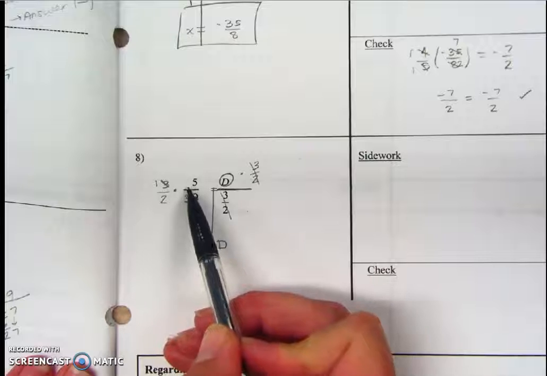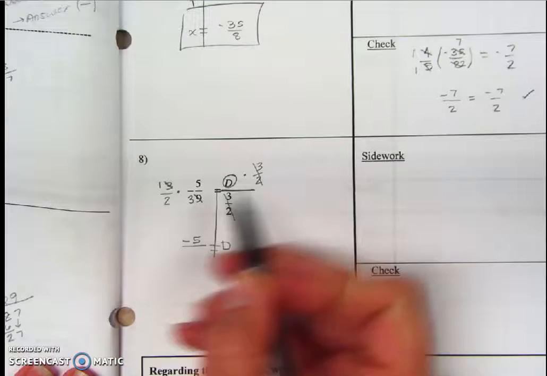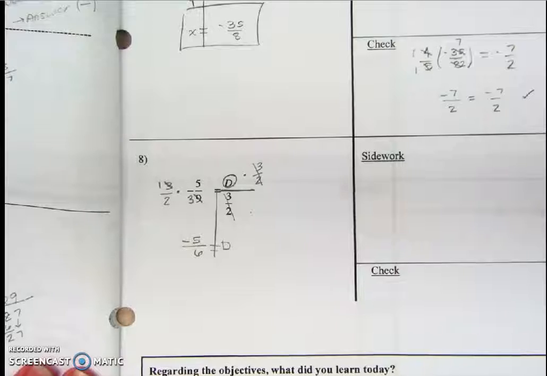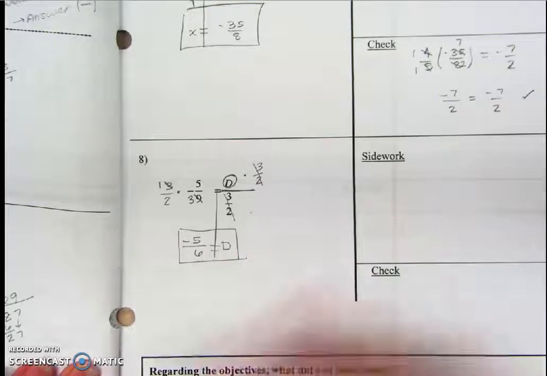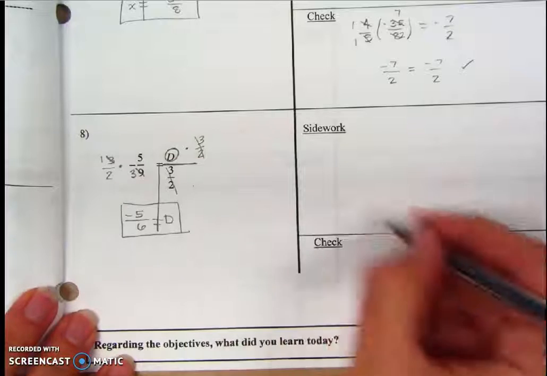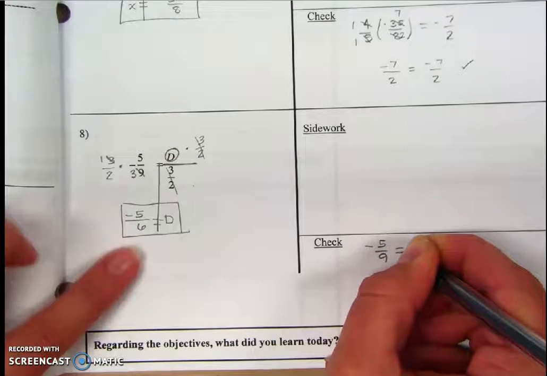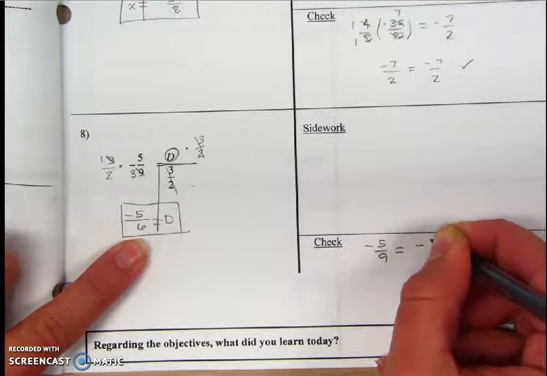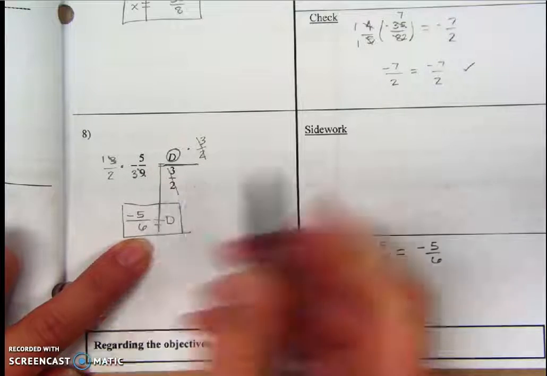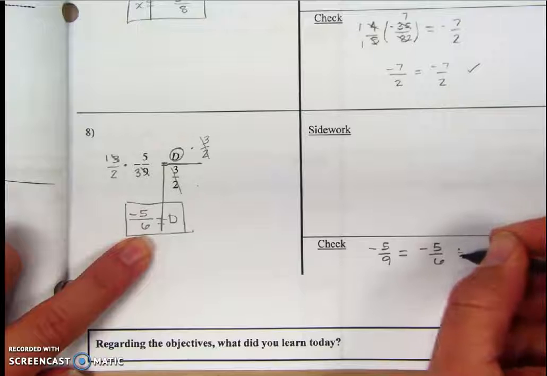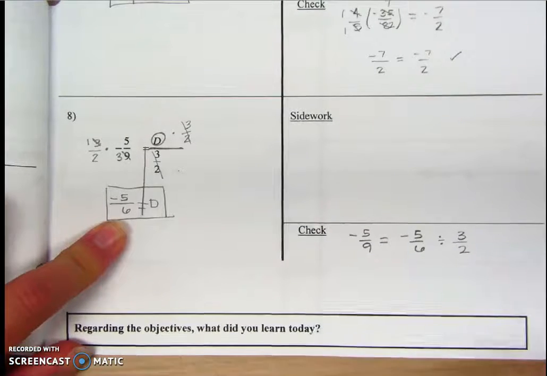Now when I do the multiplying, it should already be reduced. So 1 times negative 5 is negative 5. 2 times 3 is 6. And so I get my answer, negative 5/6. All right, all we have to do now is check. So the original problem said negative 5/9 is equal to, well, we're saying d is negative 5/6, and it's being divided by 3/2. So I'm going to write it like this, divided by 3/2. That's the same thing. It's just easier to see.